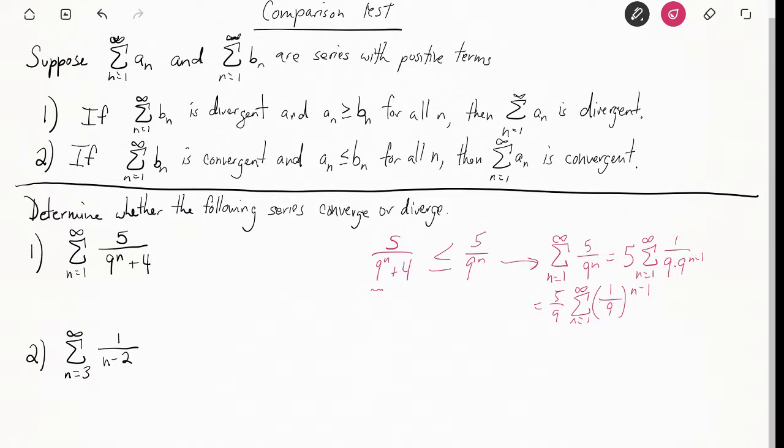Notice, so this thing right here, r equals 1/9. And so that's a convergent. Oh, and by the way, that's less than 1. That's why it converges. Convergent geometric series. Right? So that means that this thing converges by the comparison test.